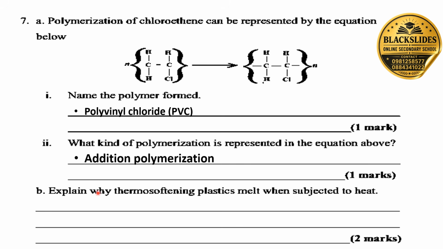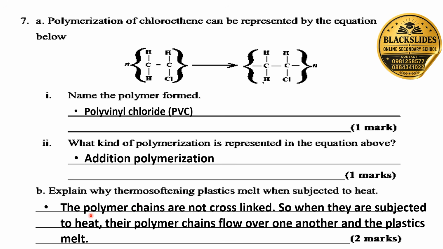Addition polymerization. Explain why thermosoftening plastics, also called thermoplastics, melt when subjected to heat. When you heat thermosoftening plastics, they melt very easily, unlike thermosetting plastics. The reason why this is the case is because the polymer chains in thermosoftening plastics are not cross-linked. They don't have cross links.